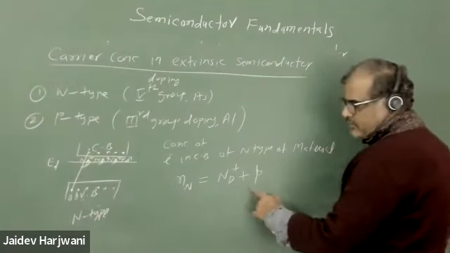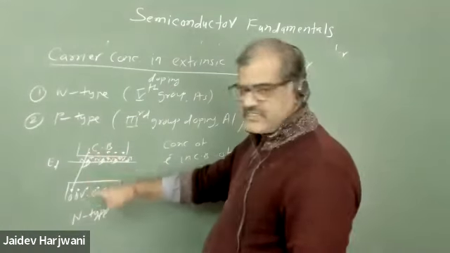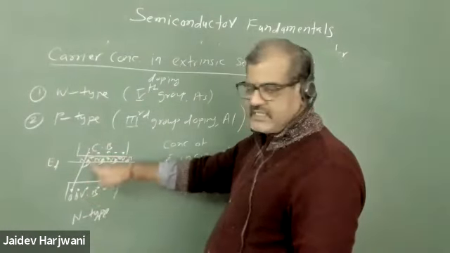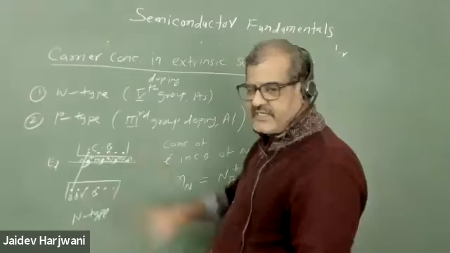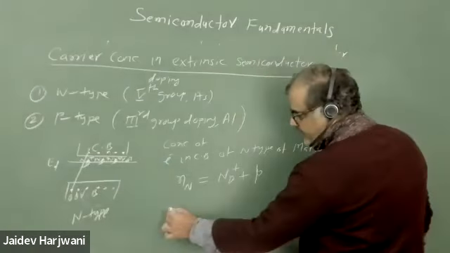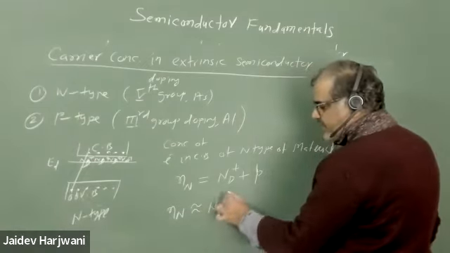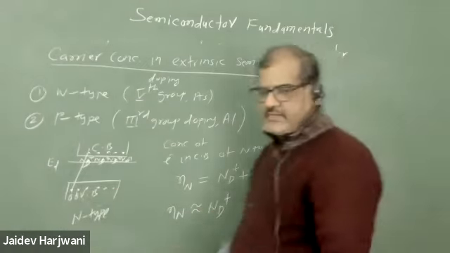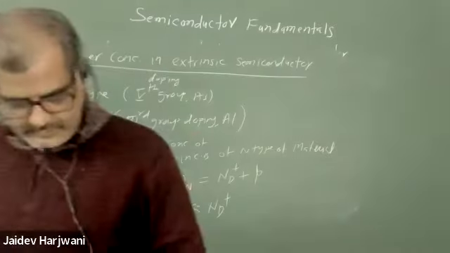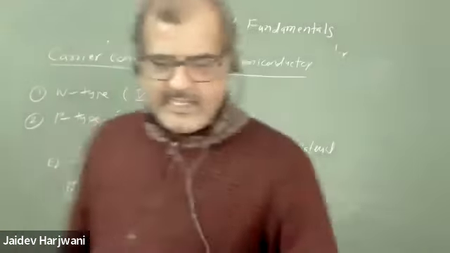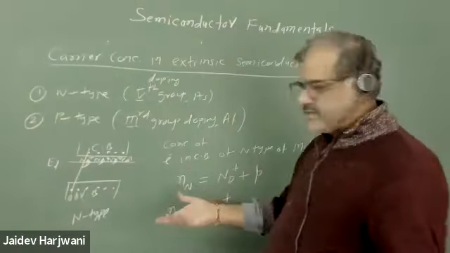Now this contribution I told you, this number is very less. This number is very less compared to this number, ionized atoms. Okay, so I can simply write my concentration of electron in conduction band is number of ionized atoms. How many atoms are ionized? Okay, and how many atoms are ionized?